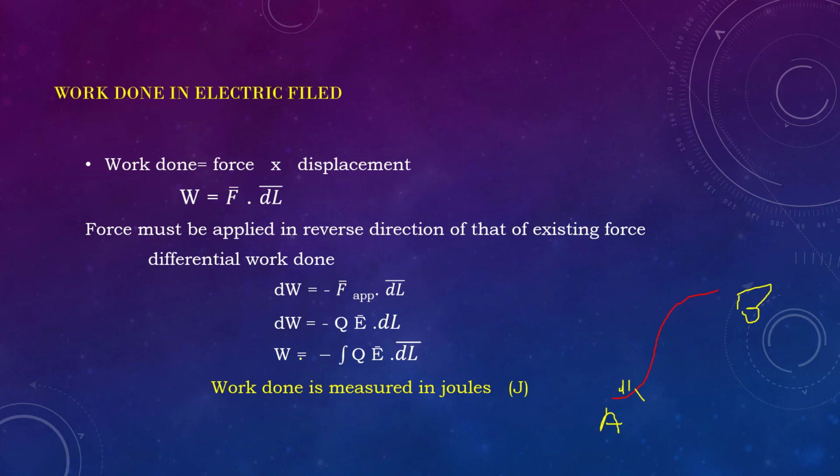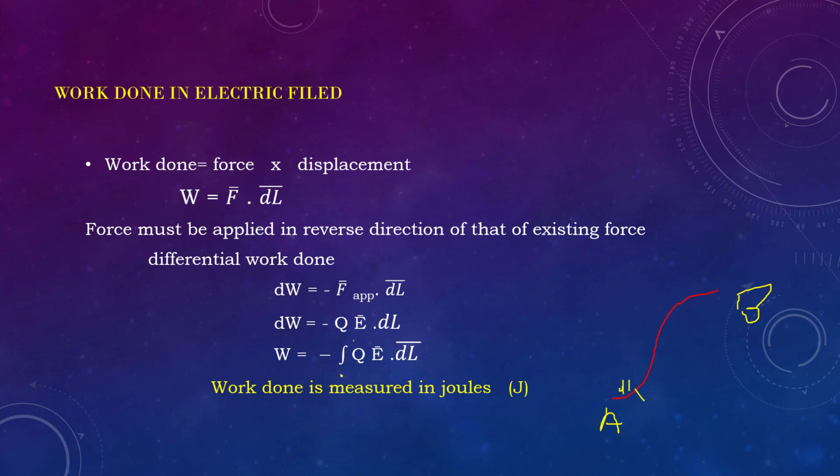So to find total work done, we have to integrate the above equation. The final equation is W, the work done in an electric field, is equal to negative integration of Q into E dot dl bar, where the lower limit of integration is the starting point and the upper limit is the ending point.